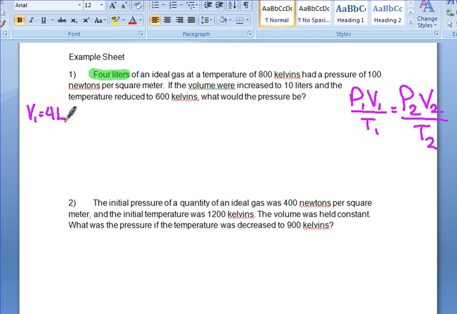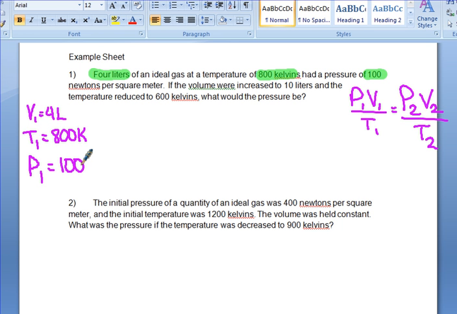All right, so we have 4 liters of gas at an ideal temperature of 800 Kelvin. So T1 then is going to be 800 Kelvin. It had a pressure of 100 newtons per square meter, so 100 is going to be our P1. So right away we know our V1, T1, P1. So we know that we're going to be solving for one of the variables on the other side of the equation. Let's go ahead and plug this information in first.